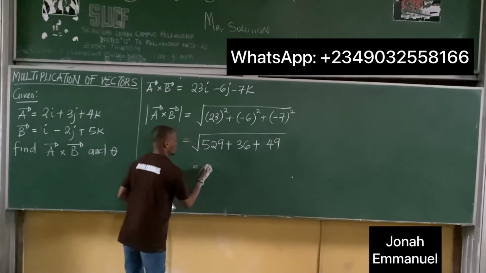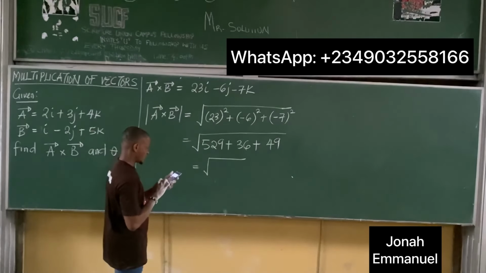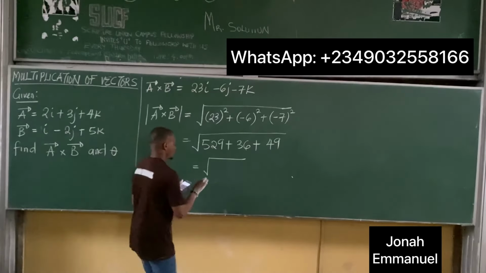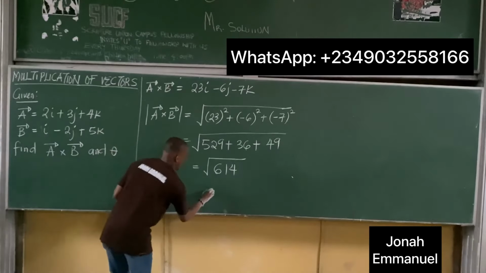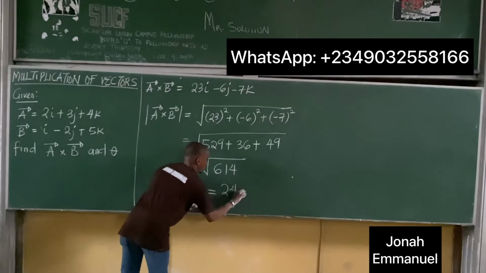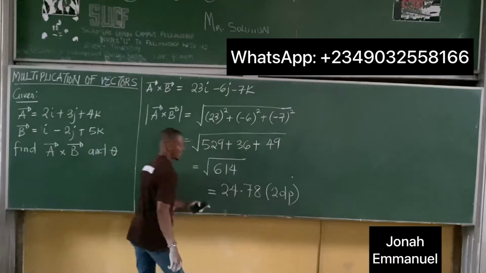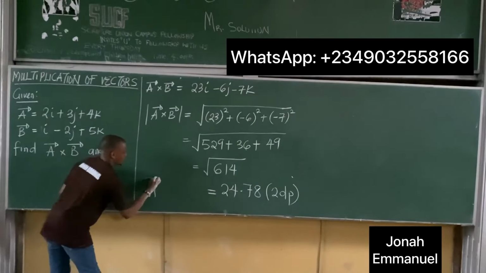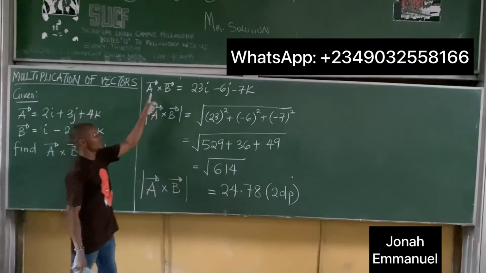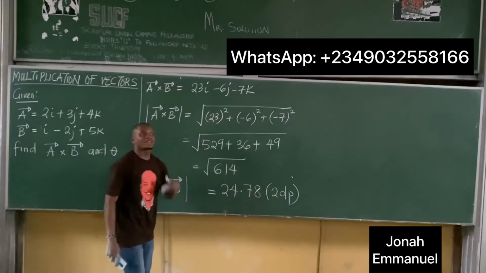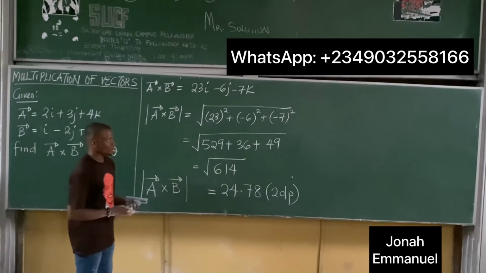So hence, this is equal to the square root of 529 plus 36 plus 49. This is 614. Okay, and that's equal to 24.78 to 2 decimal places. So this is how to get the magnitude of A plus B. If you have to find the magnitude of A plus B, then you do this and get this answer.